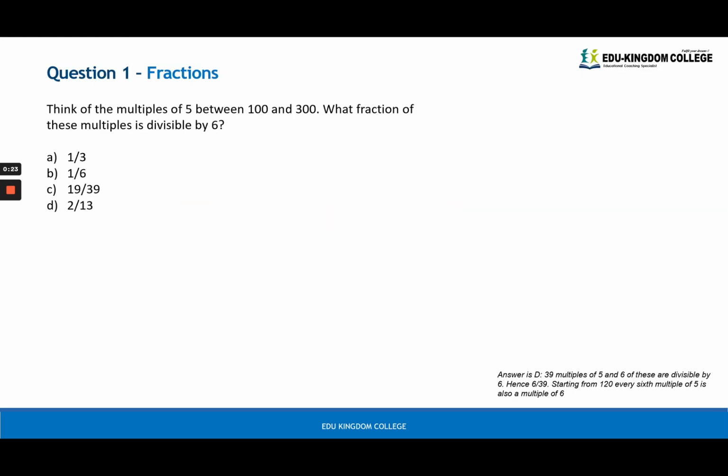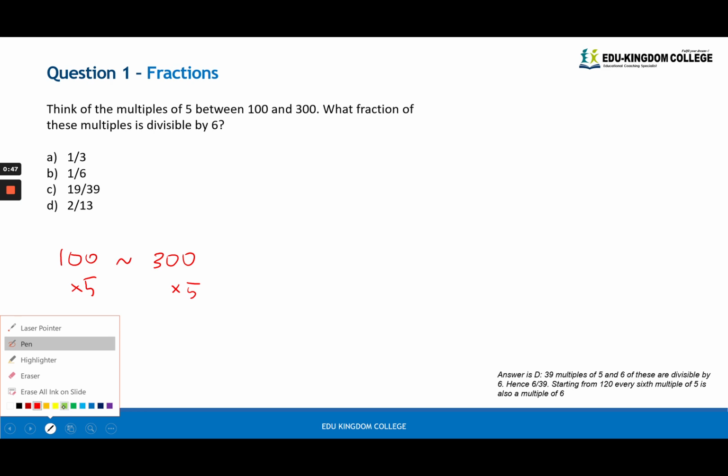So this first question is a fractions question. We wanted to think of the multiples of 5 between 100 and 300 and what fraction of these multiples are divisible by 6. So first of all, to think about the multiples between 100 and 300, what you can do is realize that these themselves are multiples of 5. What are they? Well, 100 is 20 by 5 and 300 is 60 by 5.